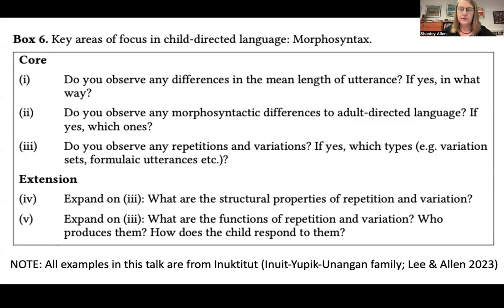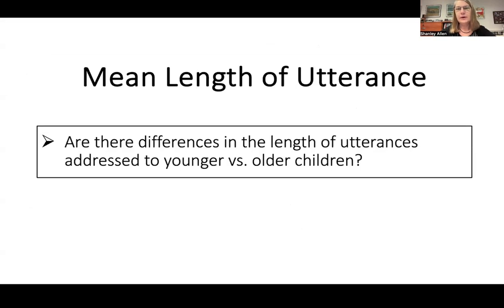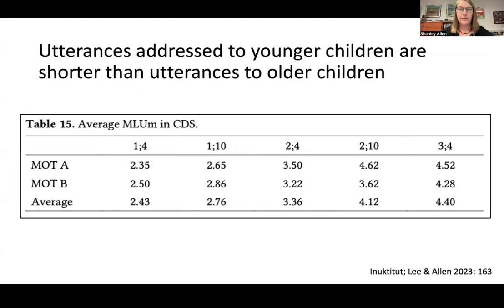So the first question of focus is the mean length of utterance. Here we have some phrasing in the text of the sketch acquisition manual, but largely it says, are there differences in the length of utterance addressed to younger versus older children? As we specify there, and there's lots of articles on this, you can measure mean length of utterance by morpheme or by word or by syllable, whatever makes sense for your language. For Inuktitut, we measured it by morpheme.